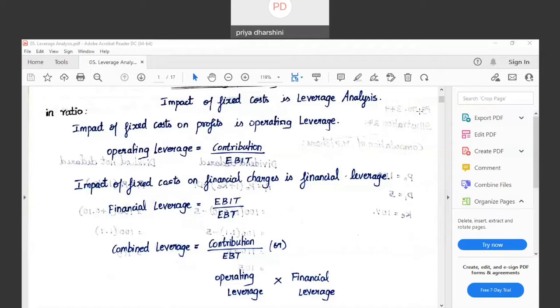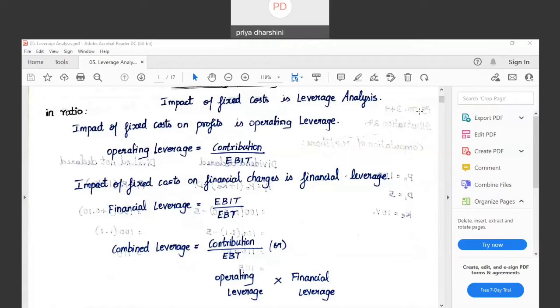What are the two forms of fixed cost incurred? One is fixed operating cost, which could be rent, depreciation, salary, then administrative expenses. So all such expenses are fixed cost. It is not related to production. So fixed cost can be classified into two. One is fixed operating cost and the other is fixed financial cost.